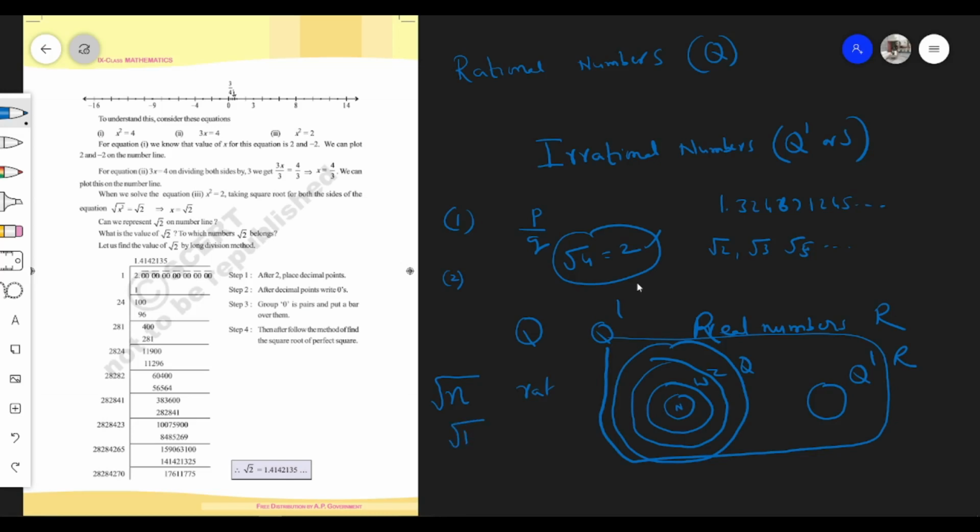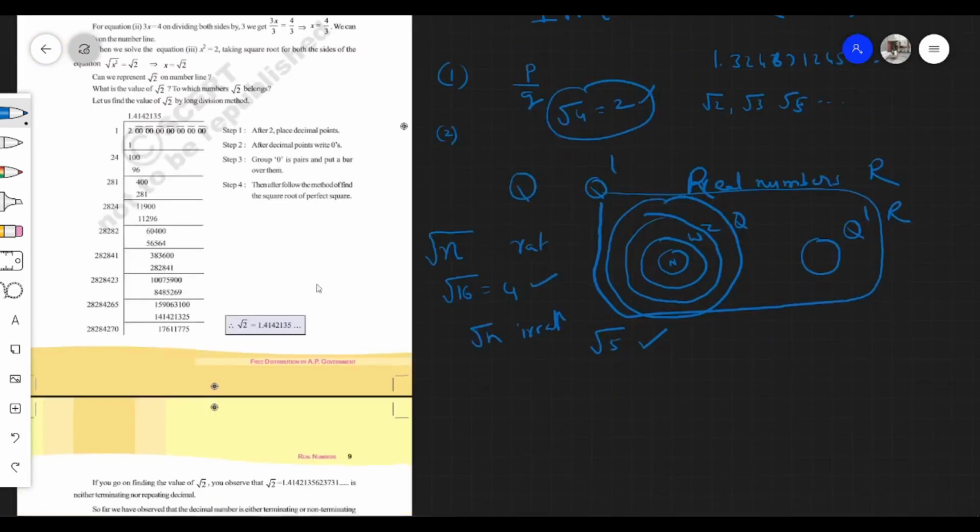Perfect square in the sense, if I take root 16, square root of 16, it is 4, then it is a rational number. If n is not a perfect square, then square root of n is irrational. In the sense, root 5 is not a perfect square, so it is an irrational number. So give examples for irrational numbers like square root of 2, square root of 3, square root of 5, square root of 6. Likewise, you can keep on giving. Right? This is all about the introduction of irrational numbers.